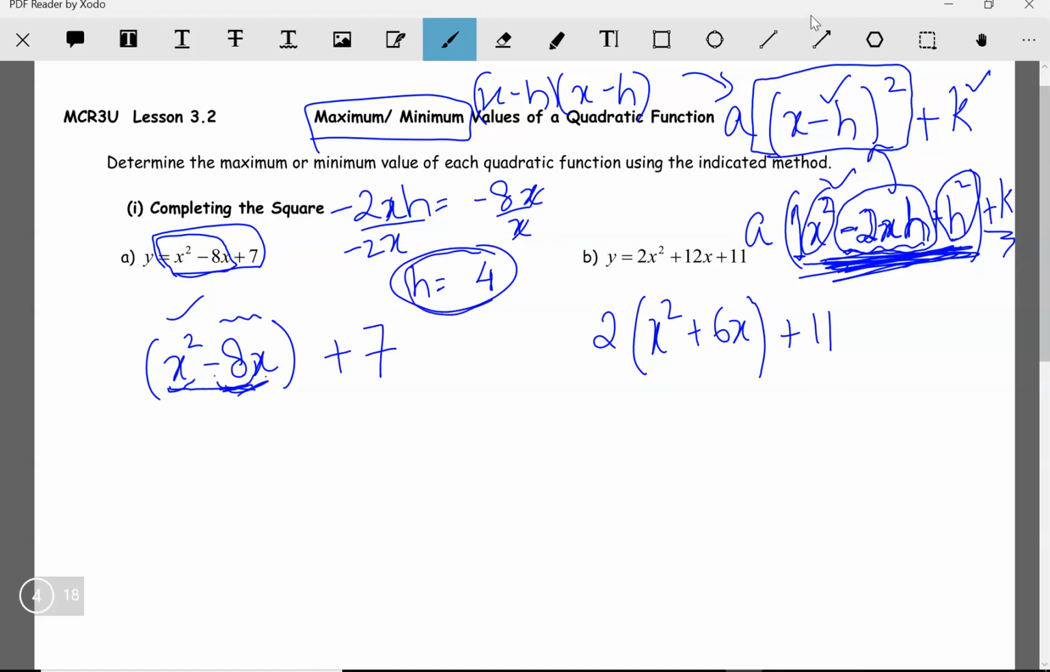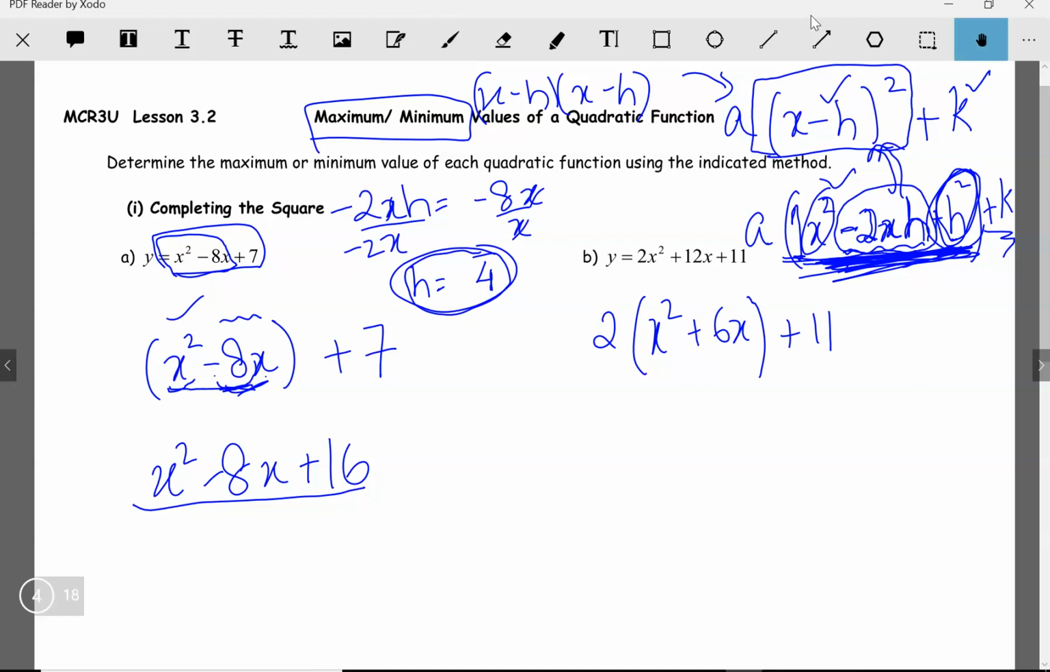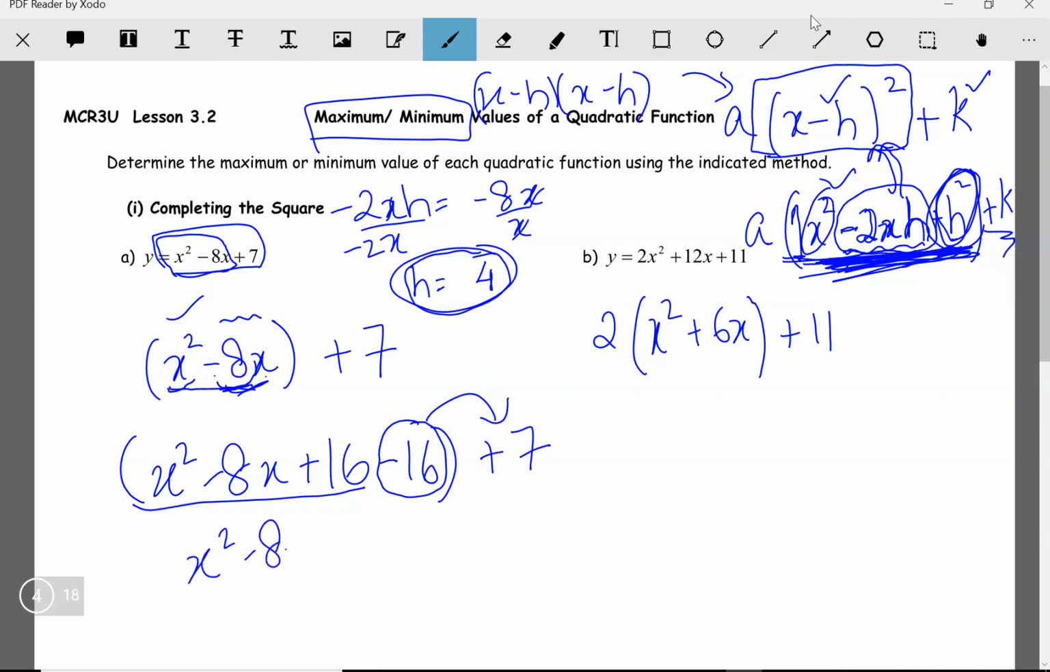And now that I have my h value, what am I missing? I'm missing an h squared, right? So I proceed to add my h squared in. And now this entire thing looks like what I want in the bracket. So this can be simplified into a perfect square, exactly like I want it to be. But I just pulled the 16 apparently from nowhere, so I can't just do that. I have to take away the 16 as well. But what I'm going to do is group the negative 16 with whatever I had on the outside.